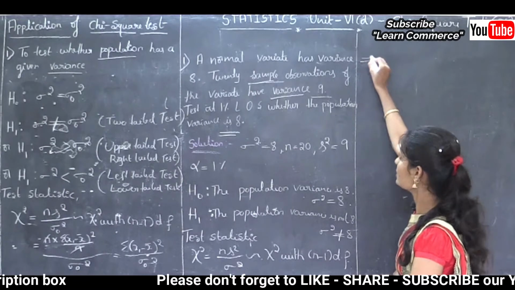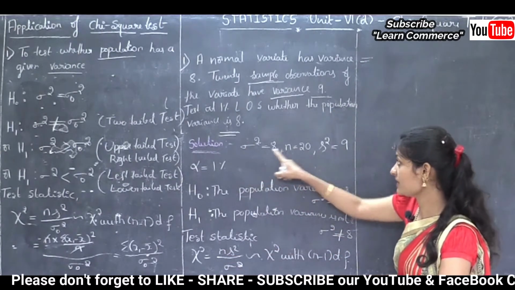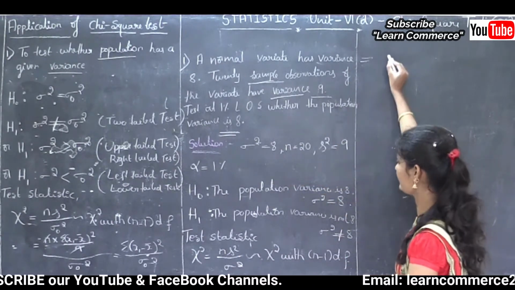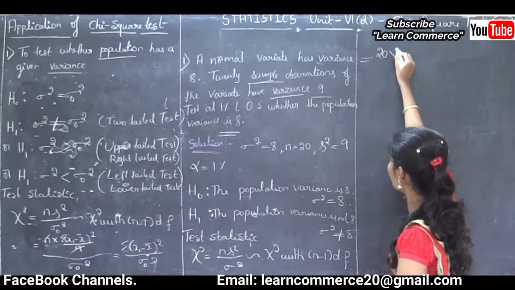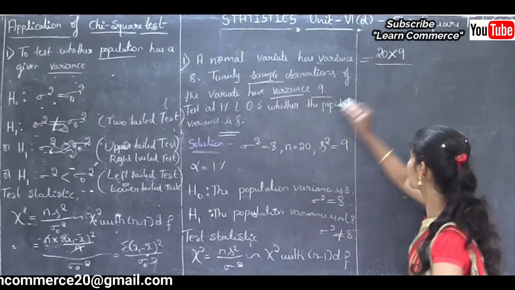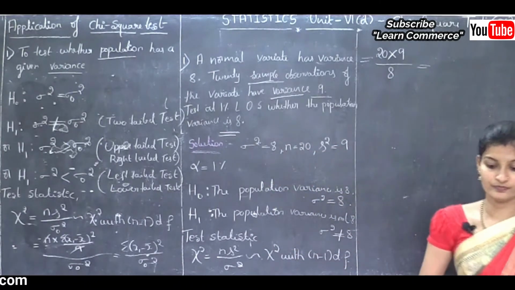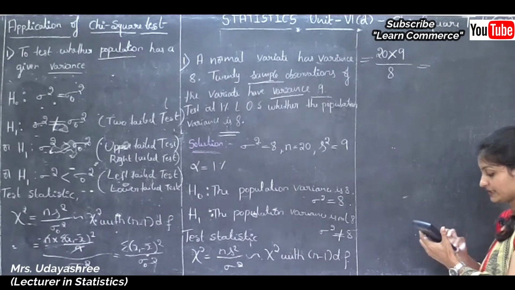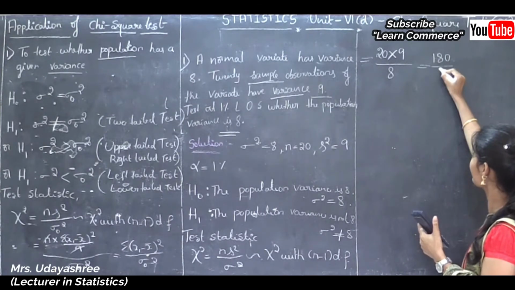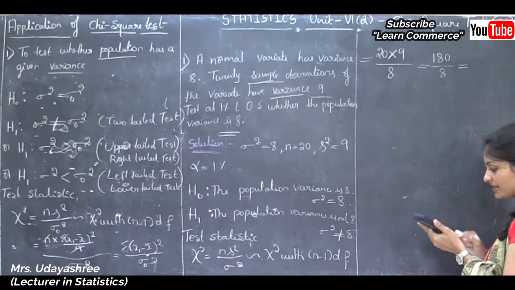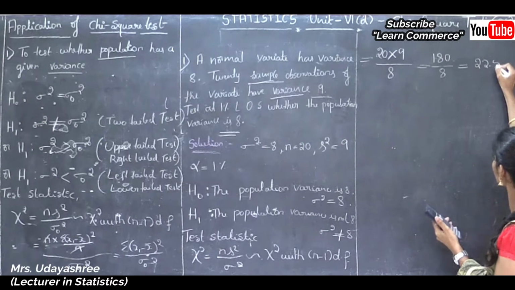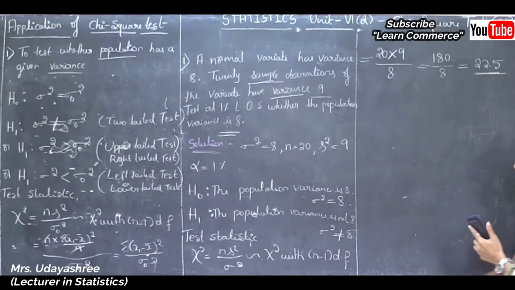So this is equal to, here what is n, what is s square and what is sigma square. Here n is 20. So in the place of n I will write 20 into s square, that is 9, divided by sigma square. Here sigma square is 8. This is equal to 20 into 9, that is 180, divided by 8, that is 22.5. So here the calculated value is 22.5.